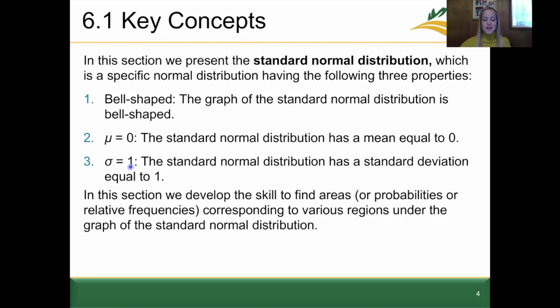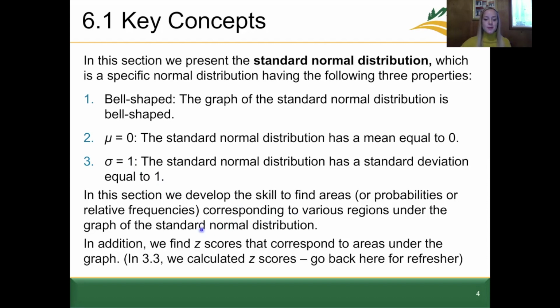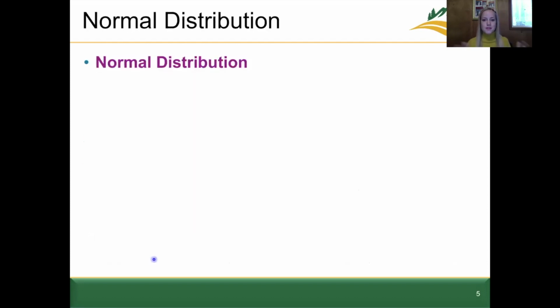In 6.1 specifically, we're going to be able to find the area, where the area is equivalent to the probability or relative frequency corresponding to various regions under the graph of a standard normal distribution. Here we will also find z-scores, which correspond to the areas under the graph. If you need a refresher on z-scores, check back in 3.3 where we practice calculating those. So we cover the 3 requirements.